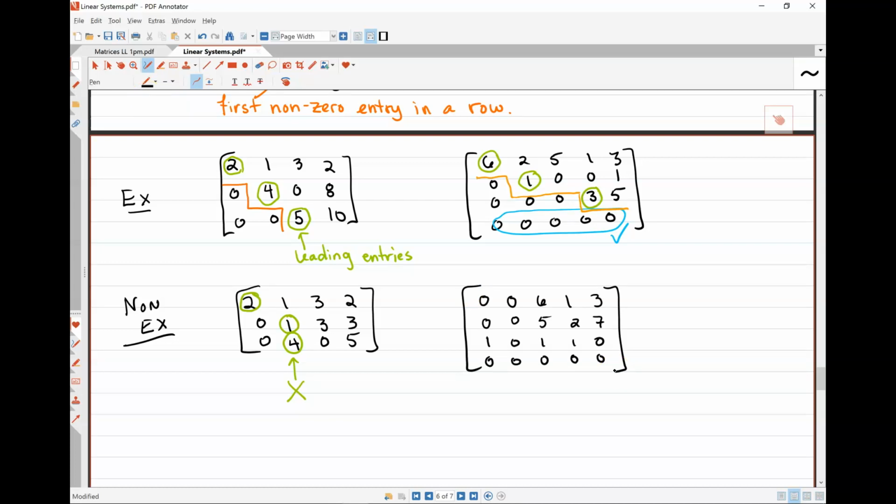Okay, in this one, there is a row of all zeros, but it's at the bottom, so that's okay. We meet criteria 1, that's good. And then we just have to check the leading entries.